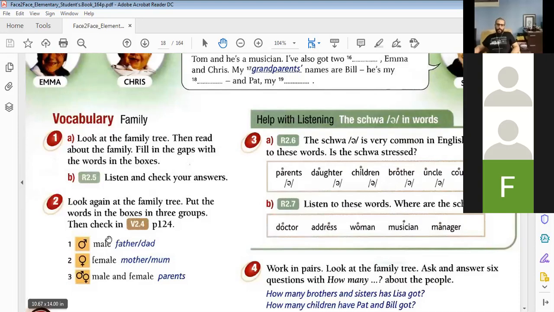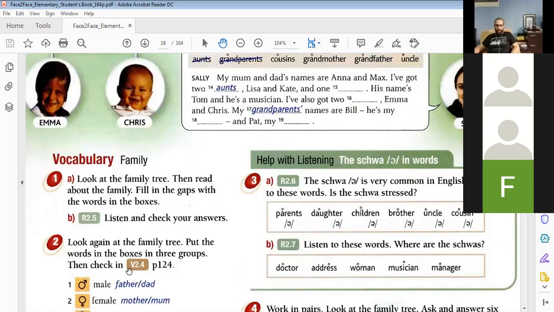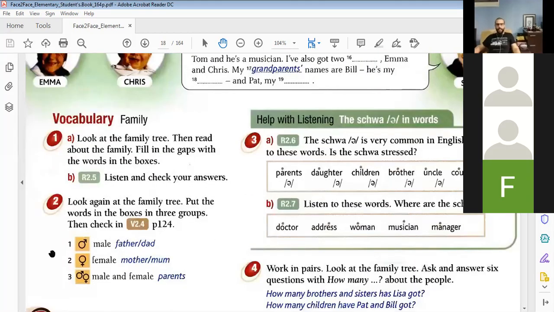Okay, so here this exercise is easy. So let's do it together. Let me explain how to do this exercise. The idea is we want to group the family relationships in the boxes.